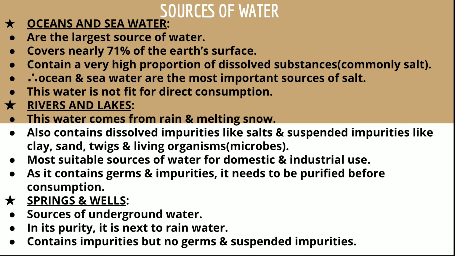Okay, now another source of water is springs and wells. Okay, now that's a source of underground water. Okay, in its purity, it is next to rainwater. Okay, rainwater is the purest form of water, and after that comes the water of the springs and wells. Now it contains impurities, but no germs are there, and not even suspended impurities are present in spring and well water.